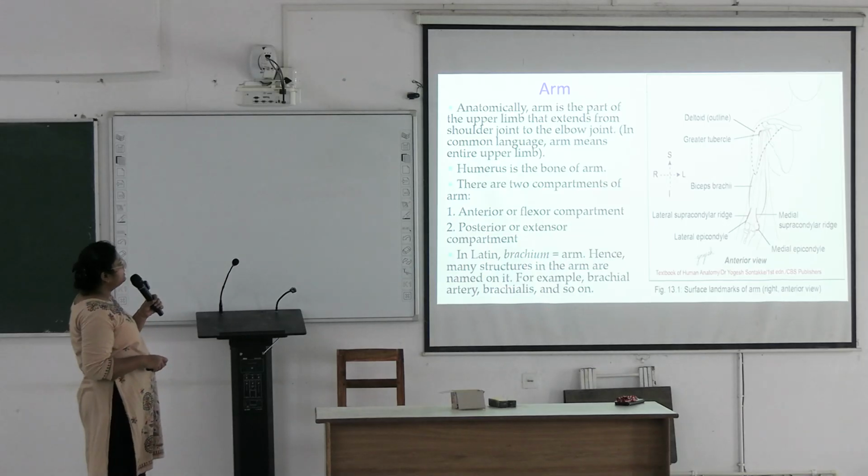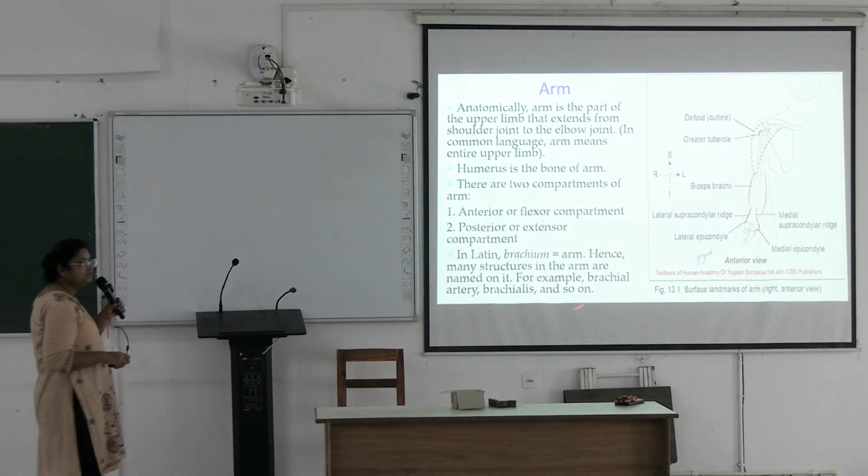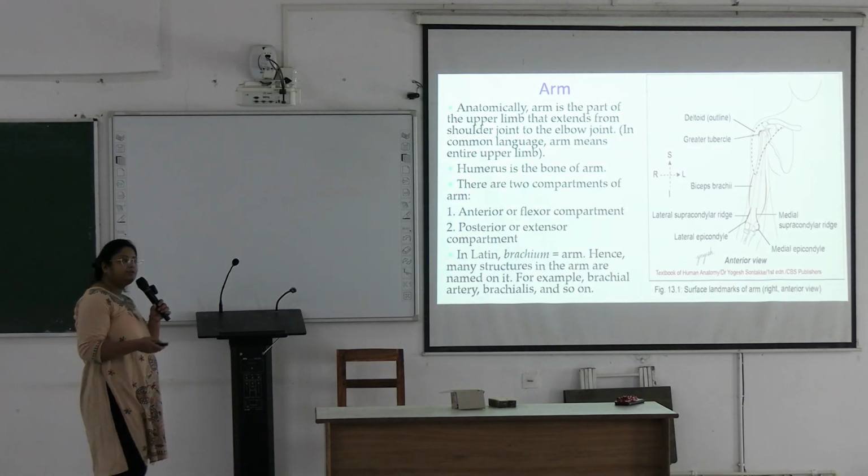In Latin, brachium means arm. Hence, many structures in the arm are named on this term, for example, brachial artery, brachialis, and so on.